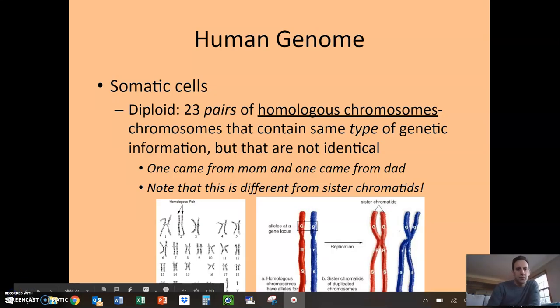So back we are at camera 1. Homologous chromosomes. Are we clear on what homologous means? I hope so.